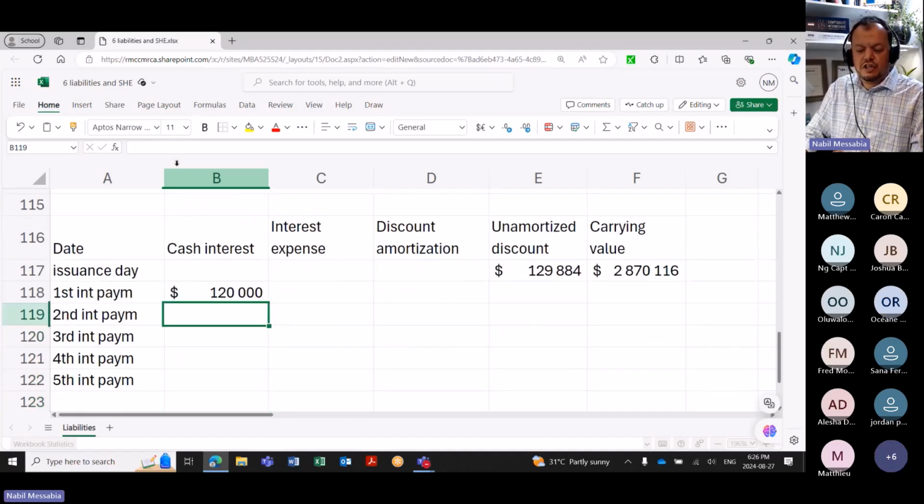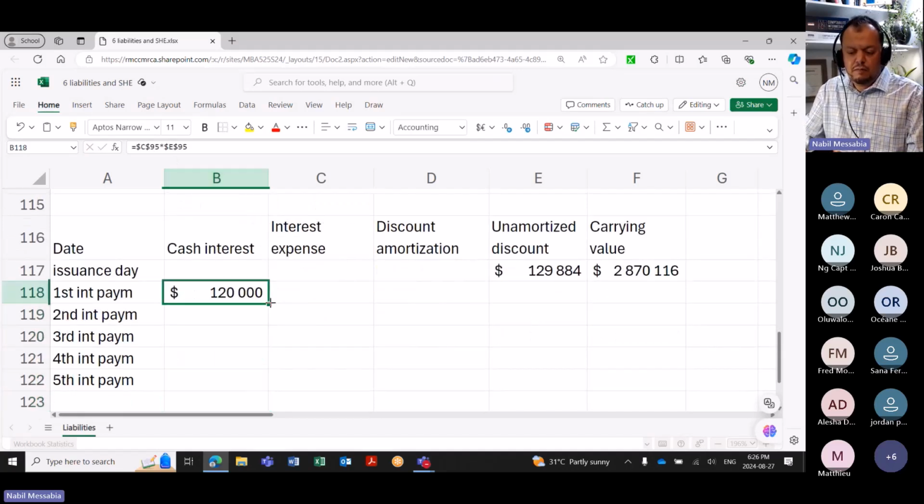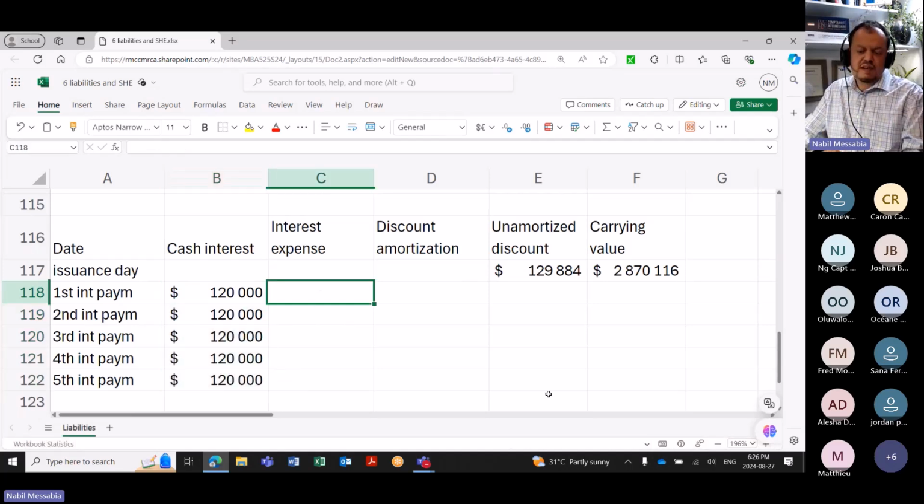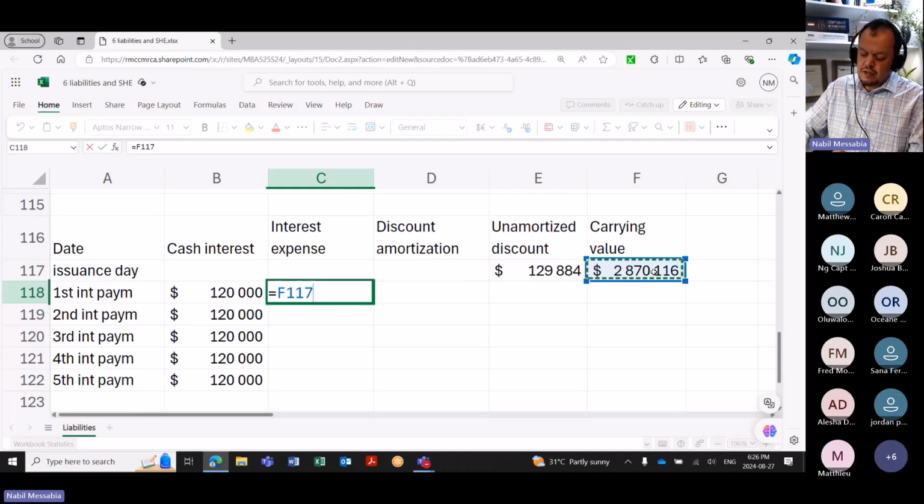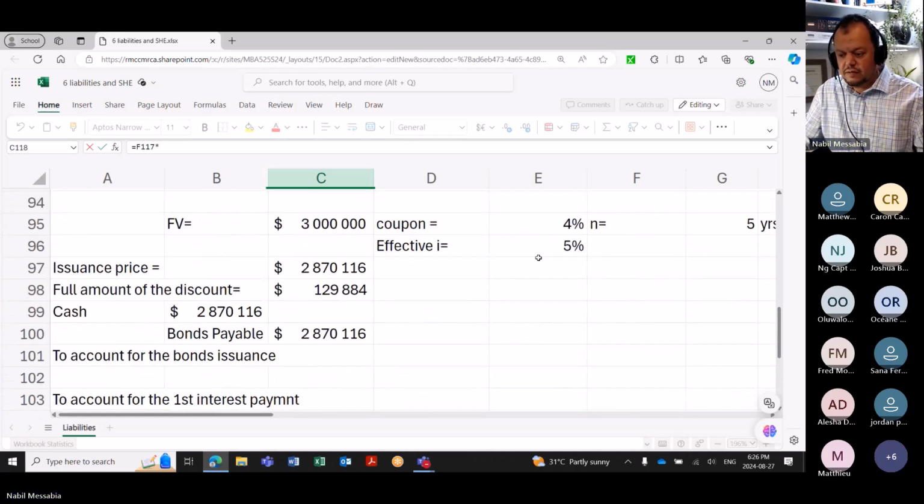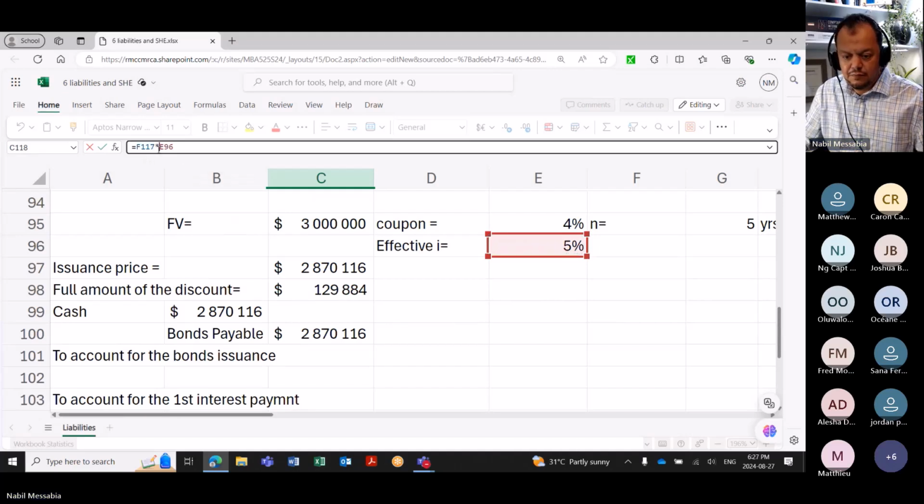And this will never change. We will keep paying 120 every time, 5 times, right? However, interest expense will change. First year interest expense is equal to the carrying value of last year, of course, multiplied by the coupon rate, sorry, the yield rate, 5%.